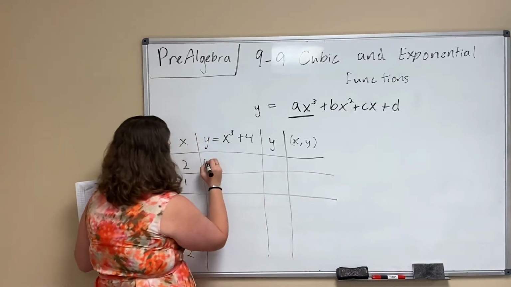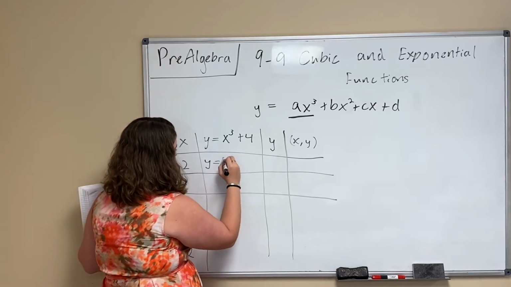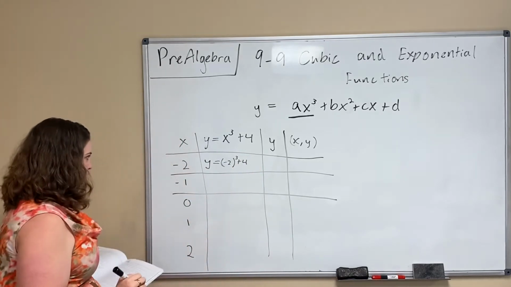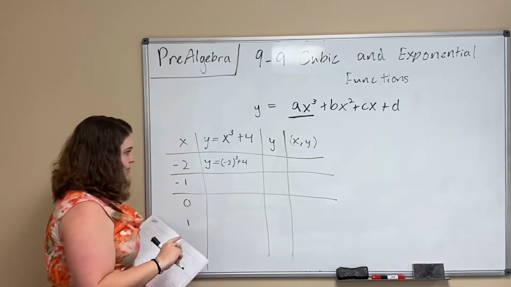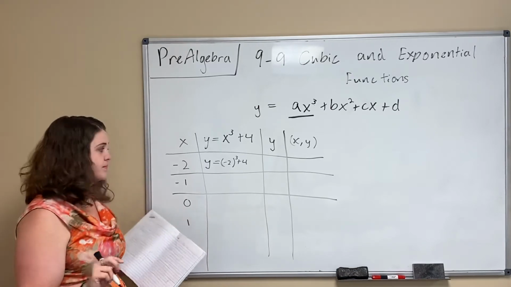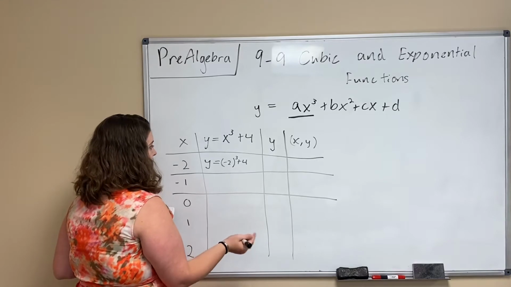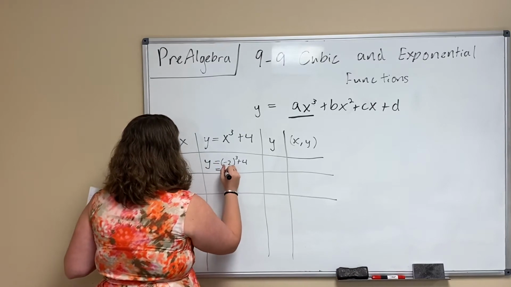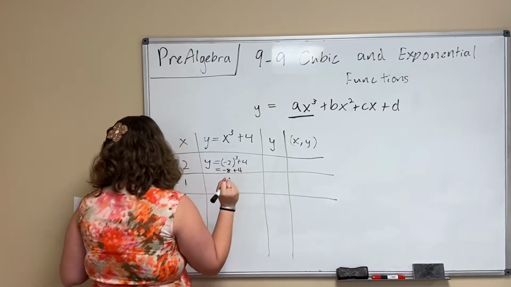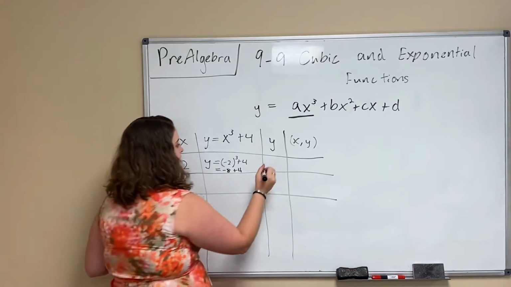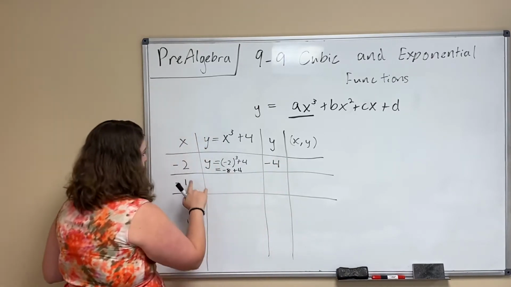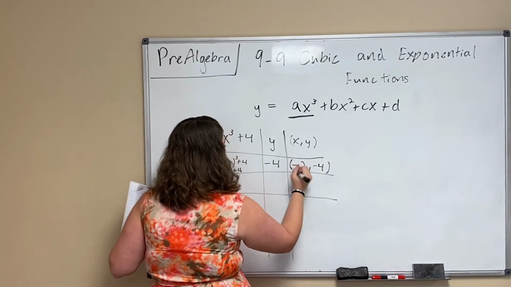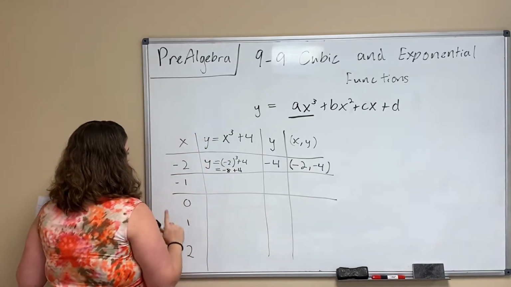When I plug that in, I'm going to get y equals -2 to the third plus 4. Now -2 to the third is going to be -2 times -2 times -2. -2 times -2 is 4. 4 times -2 is -8. So we're going to get y equals -8 plus 4, which gives us -4. So our x comma y for this one is -2 comma -4.